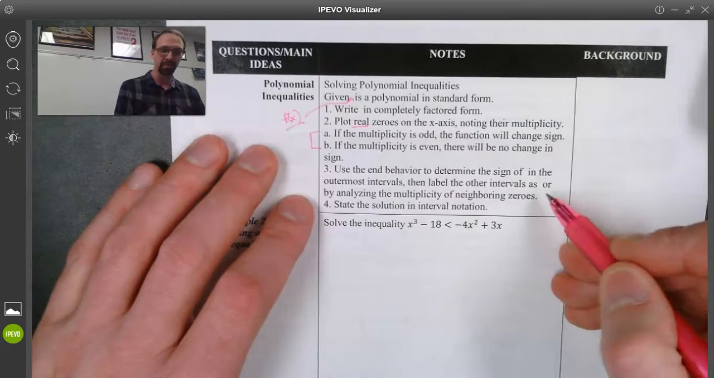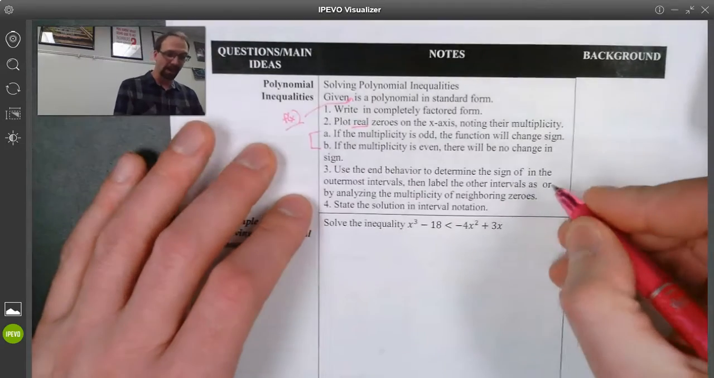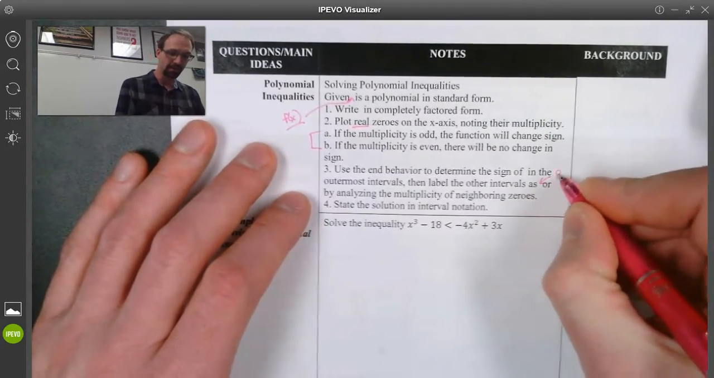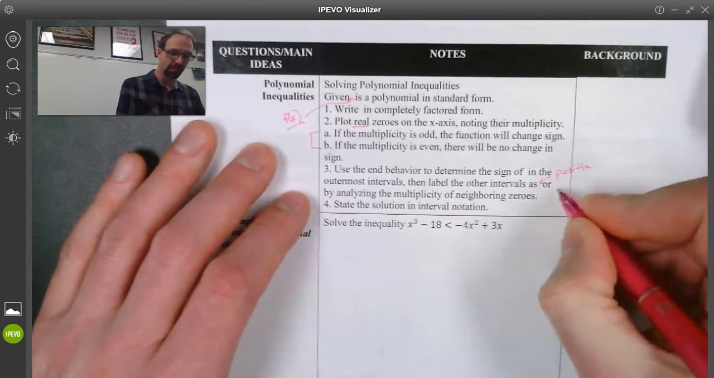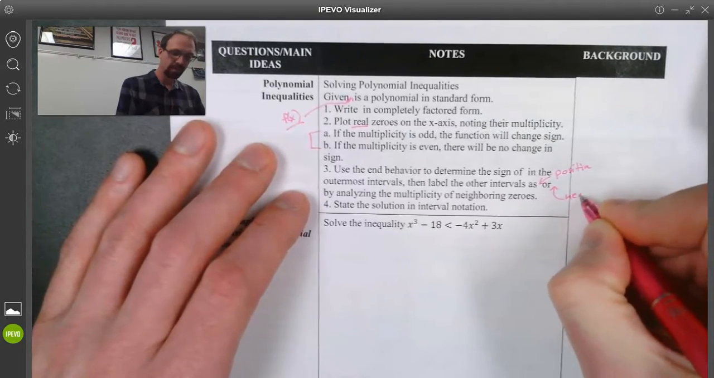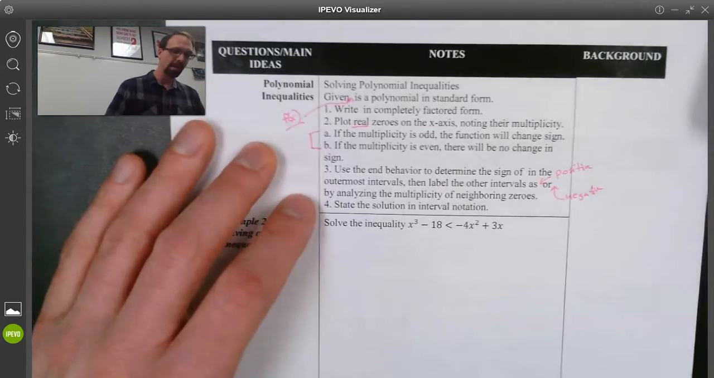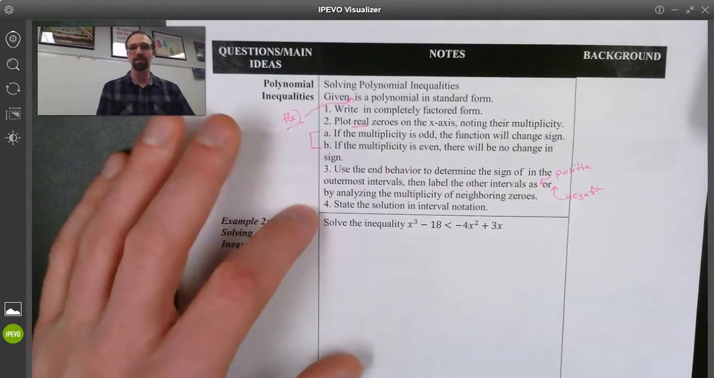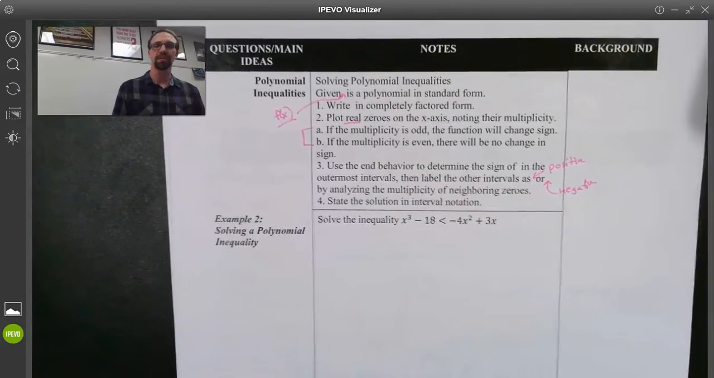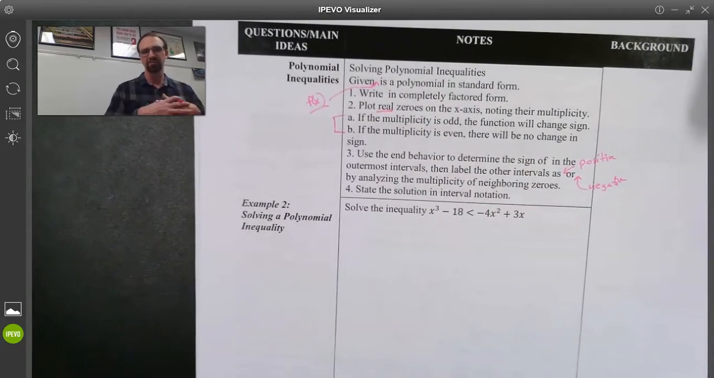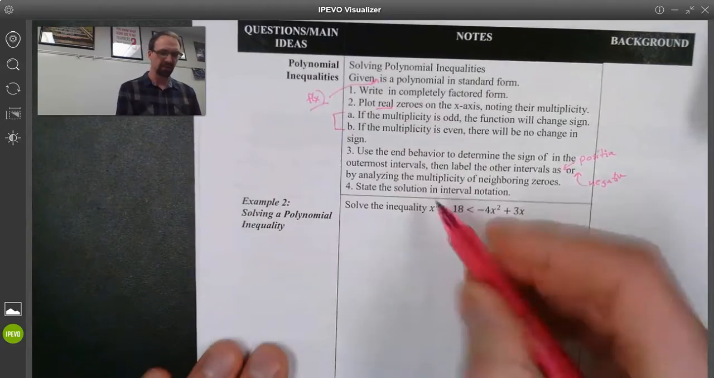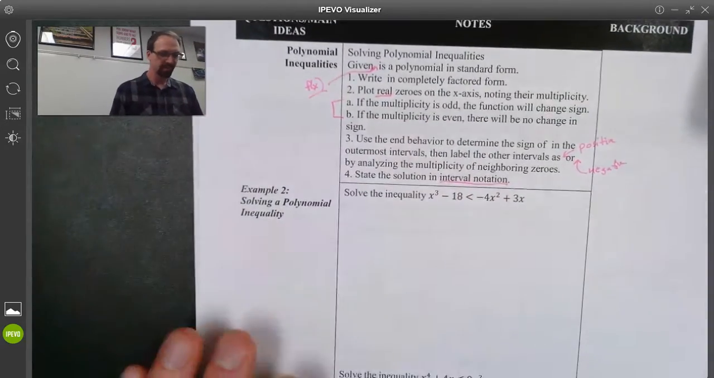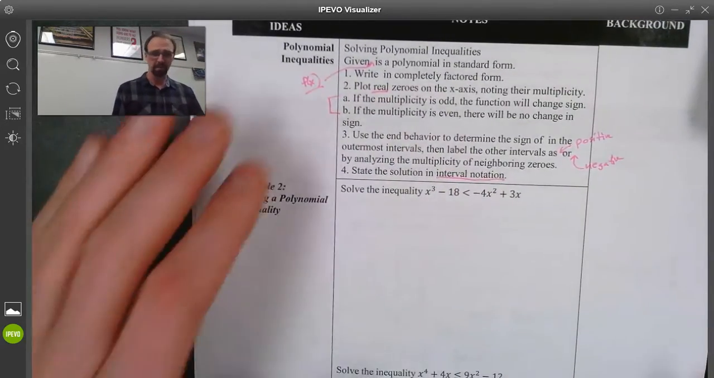Then we need to label the other intervals as either positive or negative by analyzing the multiplicity of the neighboring zeros, and then we're going to state the solution in interval notation. Set notation is just too cumbersome for this particular part, so we're just going to focus on interval notation for these things. First step is to get it in standard form.